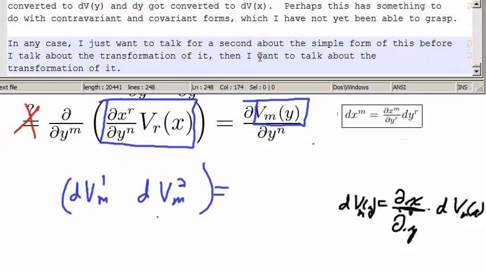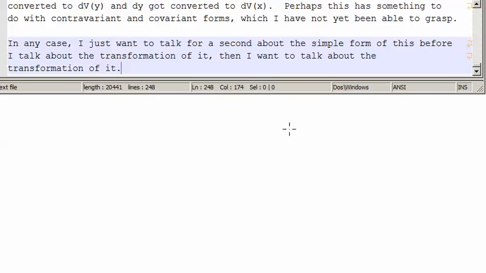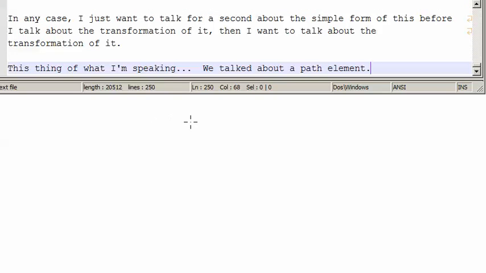In any case, I just want to talk for a second about the simple form of this thing before I talk about the transformation of it. This thing of which I am speaking. We talked about a path element, dx dy.